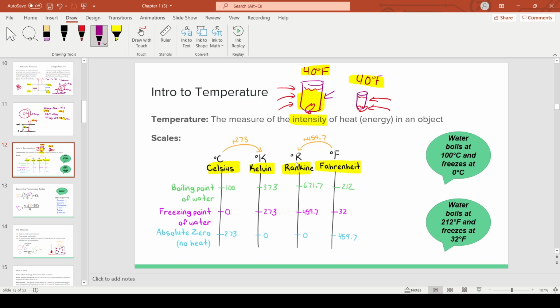So Rankine is just the absolute version of Fahrenheit, right? So it's used to measure absolute temperature, which we won't mess with too much. We'll get into it later in the lesson. Just know that Rankine is used to measure temperature, Fahrenheit, in absolute. Okay, and you get it by taking the Fahrenheit temperature and adding 459.7, right? So if you want to convert Fahrenheit to Rankine, you would say 212 degrees Fahrenheit plus 459.7 equals degrees Rankine.